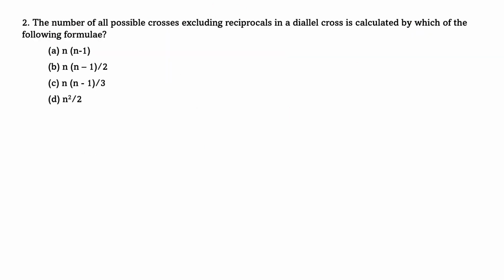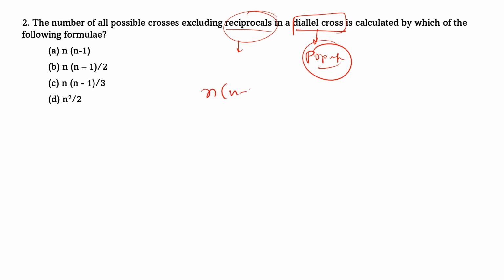Next one. The number of all possible crosses excluding the reciprocal crosses in the diallel cross is calculated by which of the following formulas? Diallel cross is simply a population improvement program in which we can predict the crosses. If they are saying to exclude the reciprocals, it will be n into n minus 1 by 2.